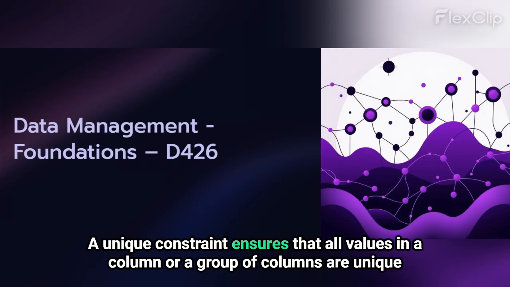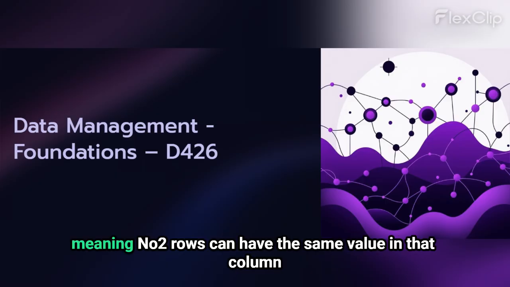What does a unique constraint do? A unique constraint ensures that all values in a column or a group of columns are unique, meaning no two rows can have the same value in that column.